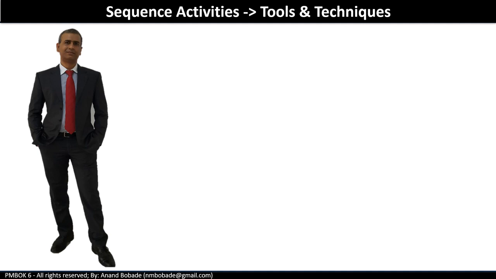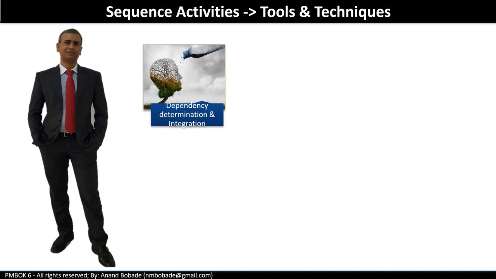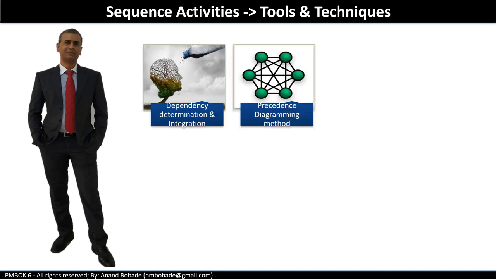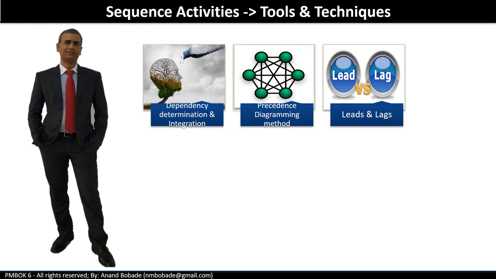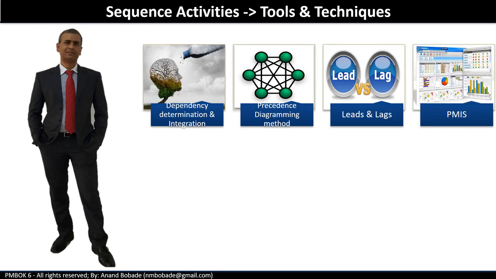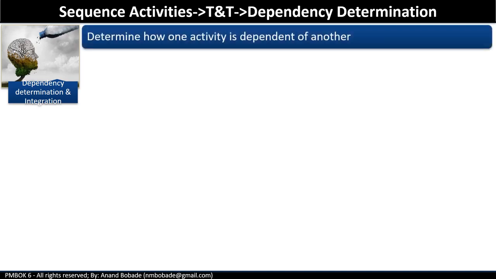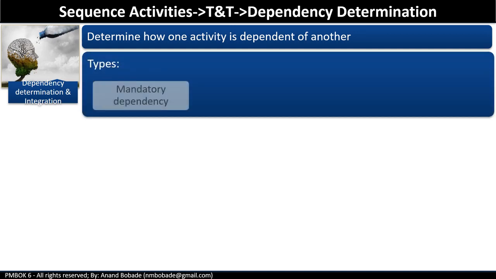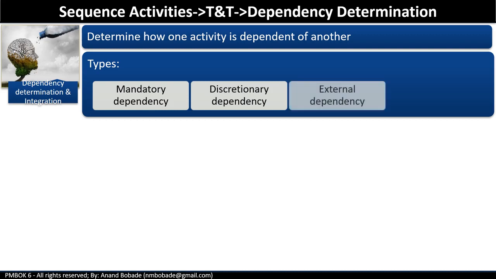Tools and techniques. So we have dependency determination and integration, precedence diagramming method, leads and lag, and project management information system. The first tool and technique is dependency determination and integration. The dependencies between activities can be characterized by certain attributes. So here we are determining how one activity is dependent on another activity. Dependencies can be either mandatory or discretionary, or it can be external or internal.